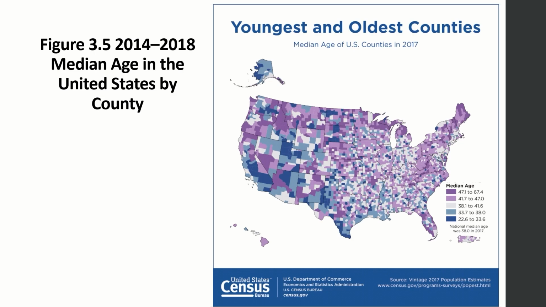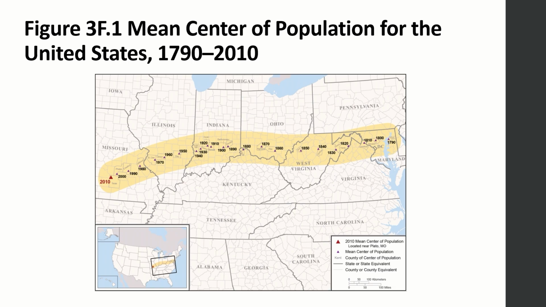Another way of looking at it is to look at the median age of a country. Here's the United States, and again, what you're seeing is that the Northeast is pretty old. The East in general, and the North is older than the West and the South. It tends to be younger. A lot of this has to do with the history of migration.